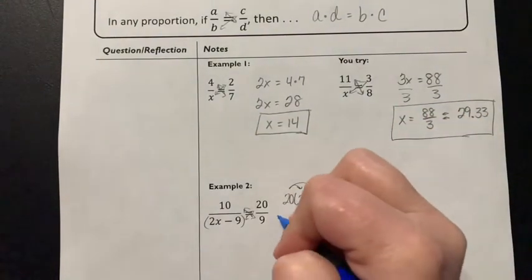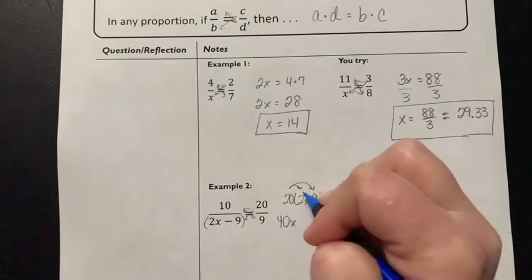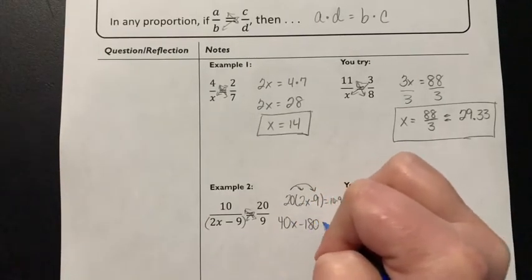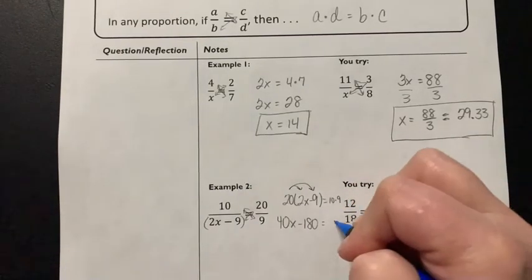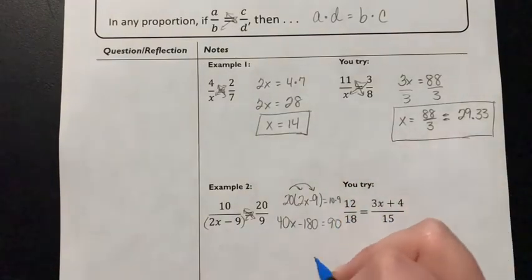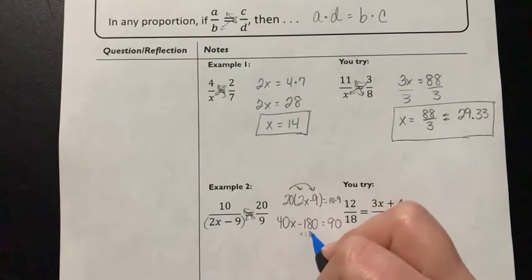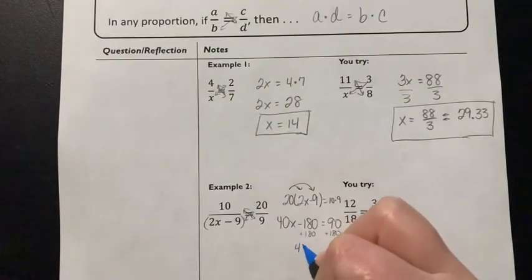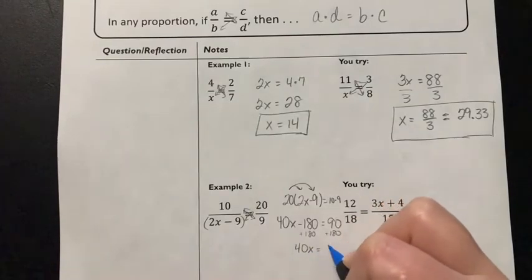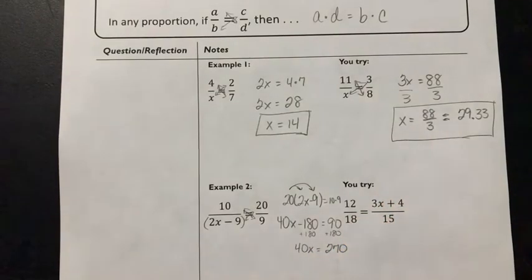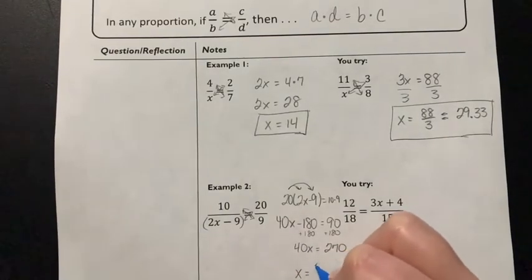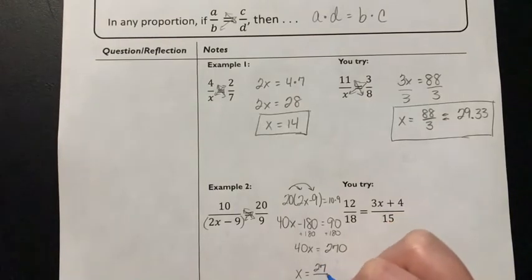20 times 2x is going to give me 40x. 20 times 9 will give me 180. 10 times 9 is 90. Then we add the 180 to both sides. So I'm going to end up with 40x equals 270. Divide both sides, and we'll see what happens here, guys. We're going to end up with another fraction. Now it would be 270 over 40.